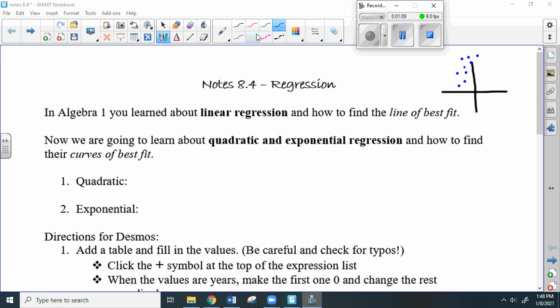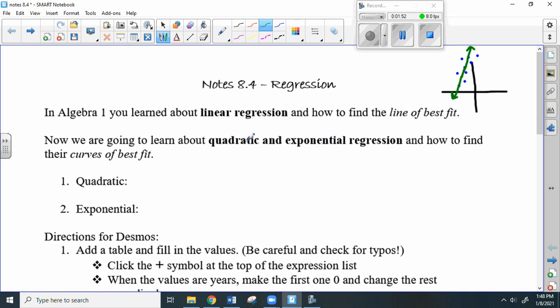And then you had to find the line of best fit, which was a line that went through as many points as possible. It's got to be a straight line though, but it has to go in the same direction as the points, with about half the points above and below. And then you could use that line to make predictions. Whether you remember how to do that or not, that's okay, because I'm going to show you all the steps today. But we're going to be doing these regression lines for quadratic functions and exponential functions.